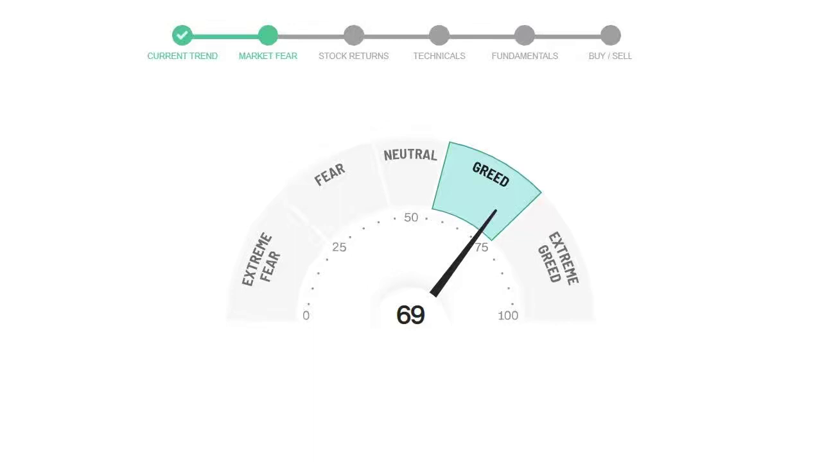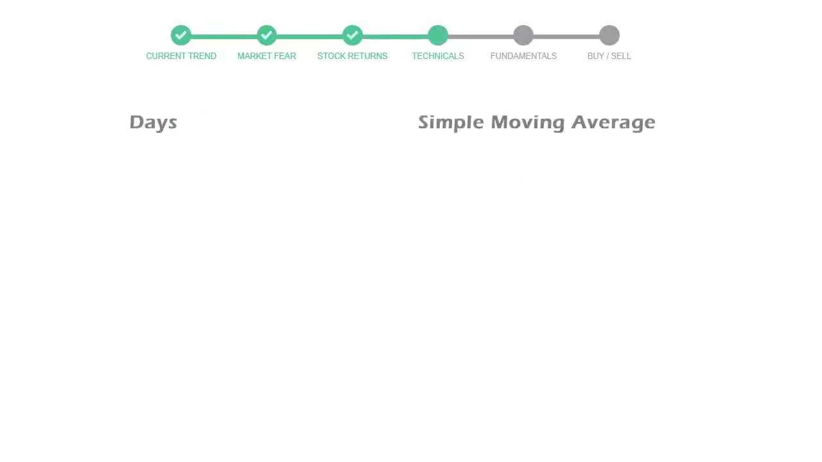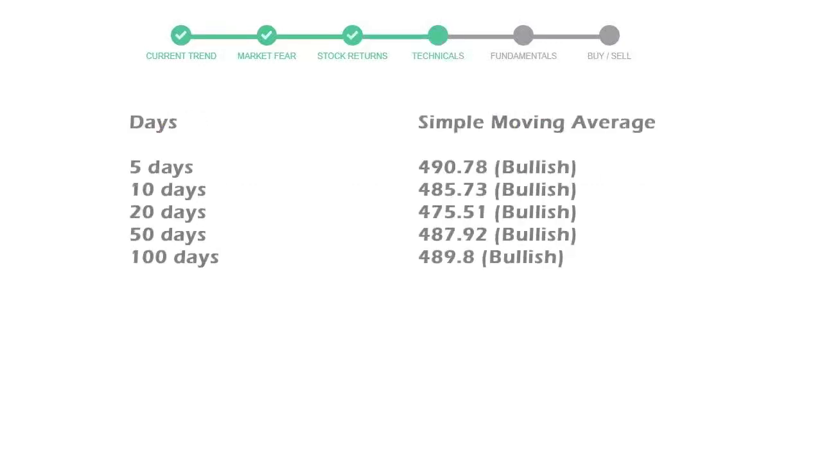Costco gave 6.11% returns in the last week, 7.77% in the last 30 days, and 3 months' returns are negative 0.25%. Now let's have a look at simple moving average data.